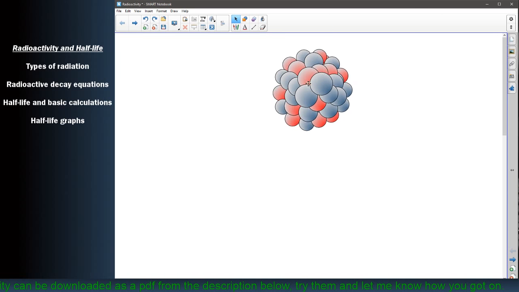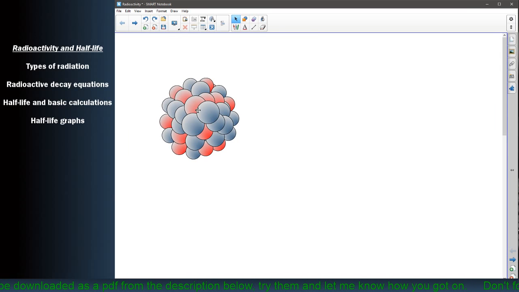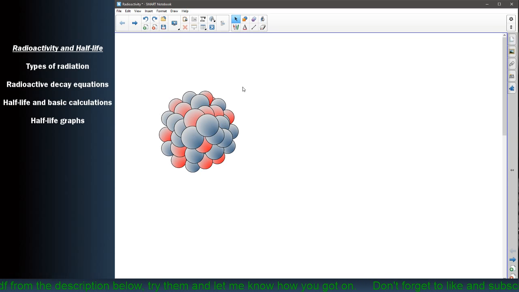So here is one large nucleus with our protons in red and our neutrons in blue. And what we're going to take a look at here is what happens to this lovely little group of nucleons to make them undergo decay. Now, one of the big problems that you have with larger nuclei is that you have to get a balance of protons and neutrons in the nucleus. Too many protons, the whole thing falls apart. Too many neutrons, the whole thing falls apart.